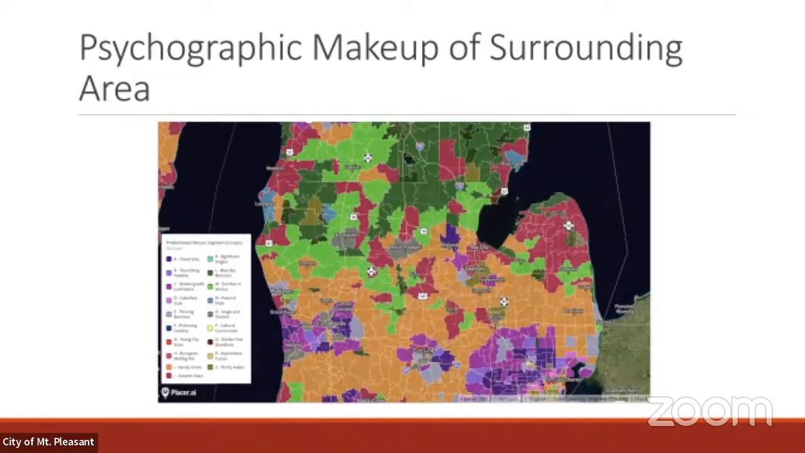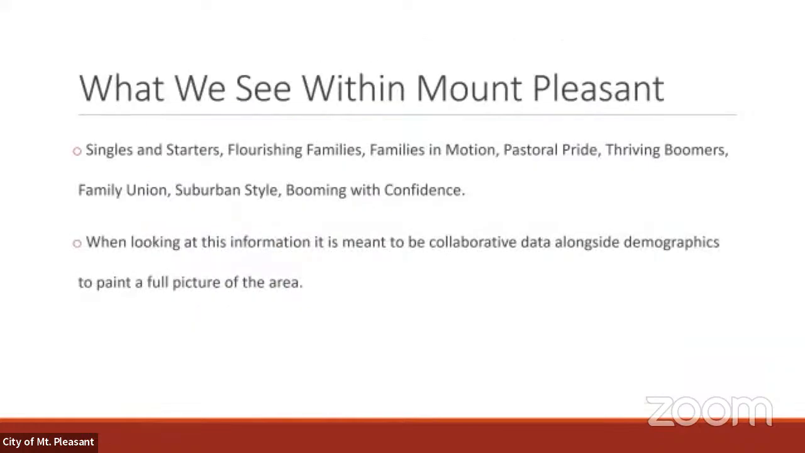So this is the state of Michigan as a whole and our surrounding areas. We didn't go all the way to the bottom of the state, and we didn't go all the way to the top. We were looking mainly at what surrounded Mount Pleasant. And we can see that we really do have a strong singles and starters population, which is the gray area, comparatively to the rest of the state.